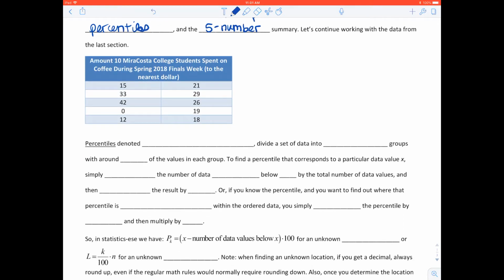lecture or two. And again, this is the amount in dollars that 10 MiraCosta College students spent on coffee during the spring 2018 finals week to the nearest dollar. Now, when we're dealing with location, what we need to do is order the numbers. So remember that one good way to order was a stem and leaf plot. I'll go ahead and utilize that now.